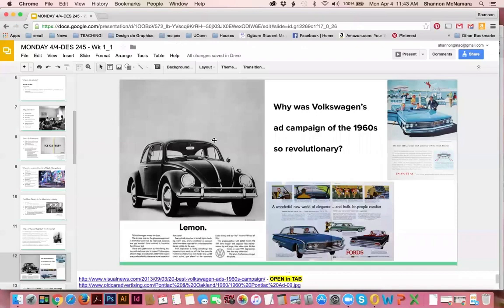And then, once again, back to the Volkswagen. It's this tiny little car, and the headline: Lemon. What do we know about lemons when it comes to cars? A lemon means that you got the bad one of the bunch. And you're thinking to yourself, why did Volkswagen put that as their headline?